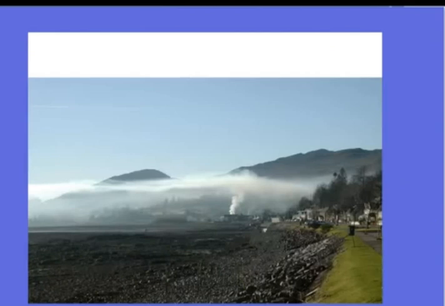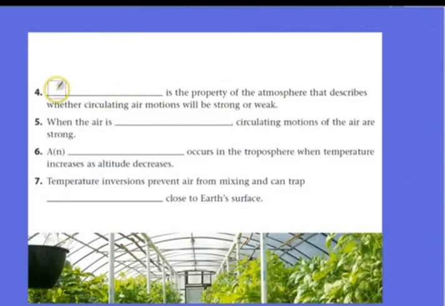Now, let's talk about stability. Stability is the property of the atmosphere that describes whether circulating air motions will be strong or weak. If you don't have a lot of difference in temperature, the air will be very stable. Because there isn't a big difference in temperature, air won't be moving around.